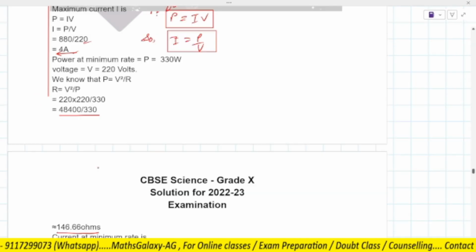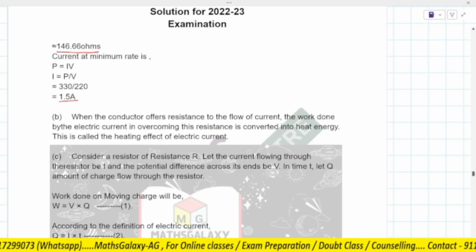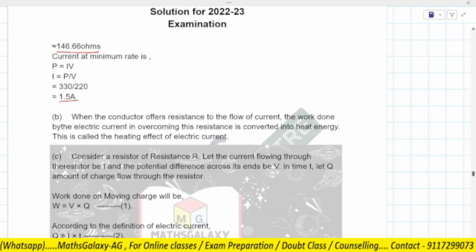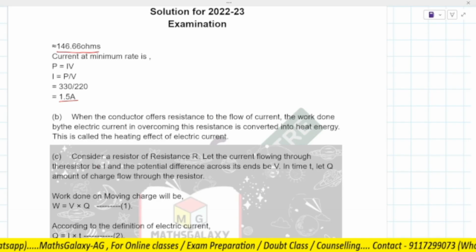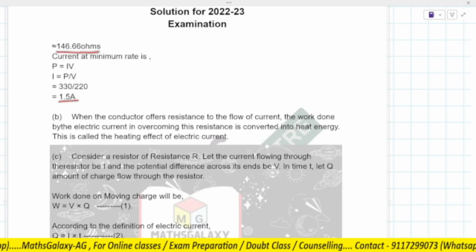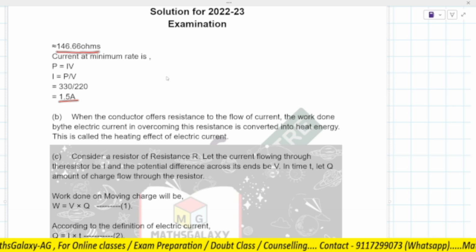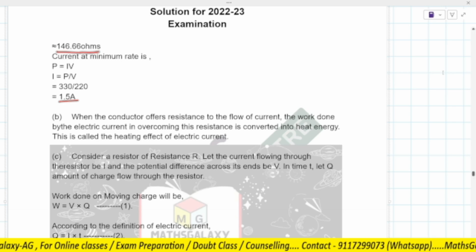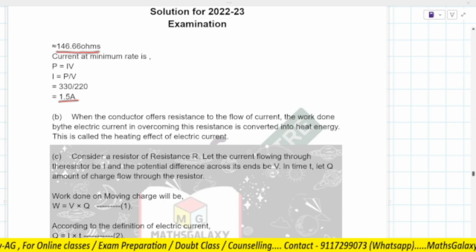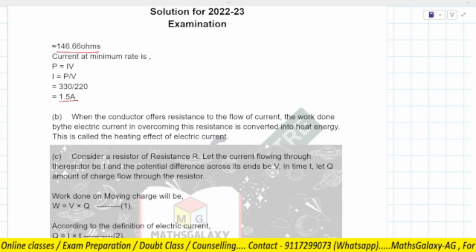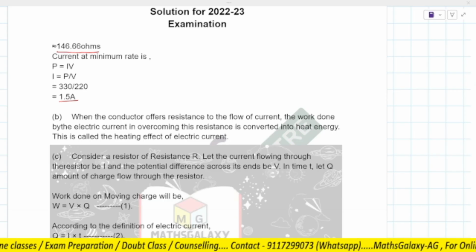Yes, very good, right? So let's see here. When the conductor offers resistance to the flow of current, the work done by the electric current in overcoming the resistance is converted into heat, right? And this is called the heating effect of electric current. So it's too simple now, right? After this, see here.